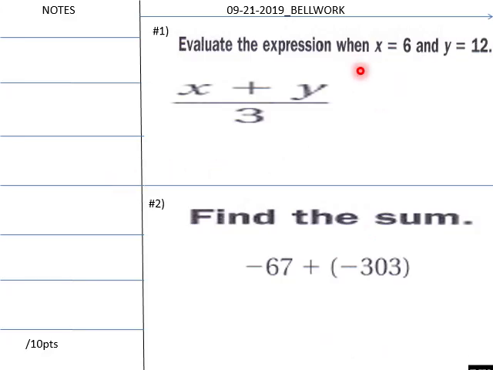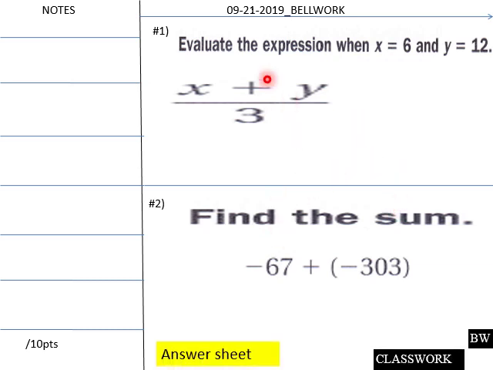Our bell work today, teachers, give your students 5 minutes on this. Evaluate this expression, then find the sum here, students.